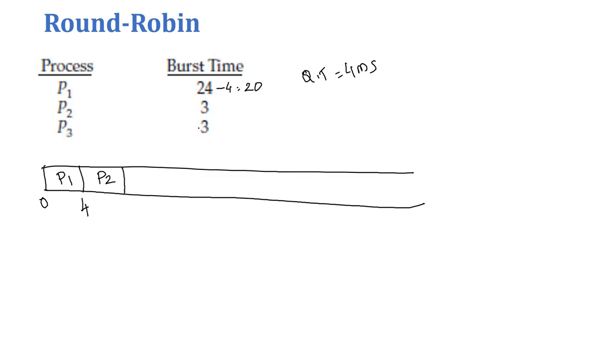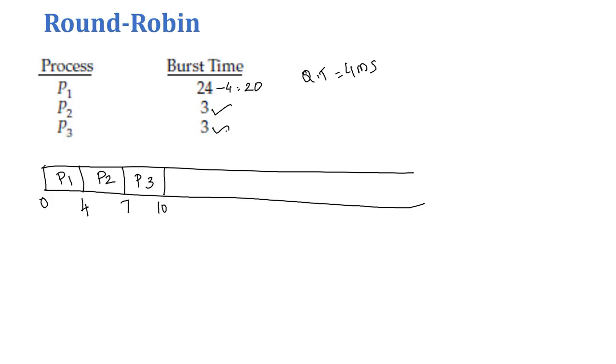The P2 burst time is only 3. Even though we allotted 4, it will complete its job within 3 milliseconds. So it leaves the process at time 7. It is completed. Again P3 comes. P3's burst time is also 3, so at time 10 it will complete. Now in the ready queue only one process is there.